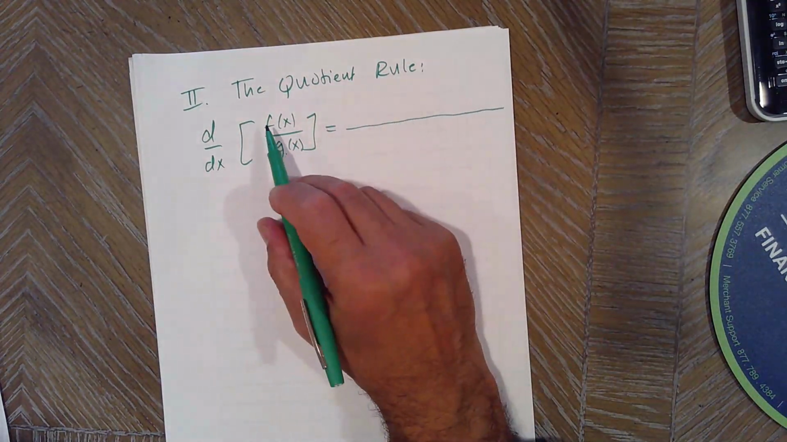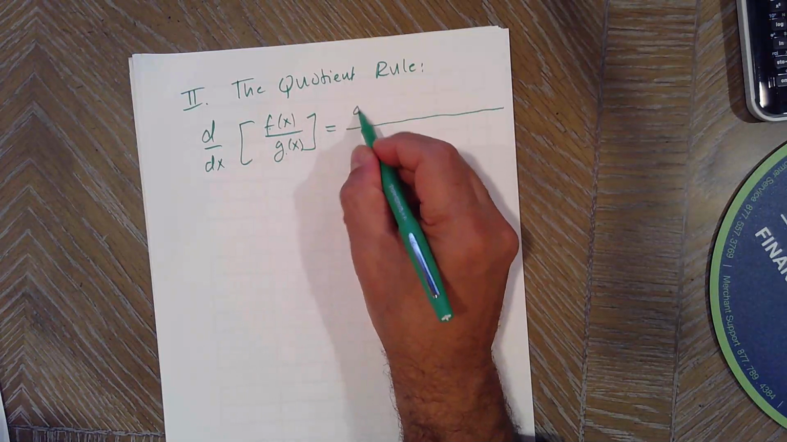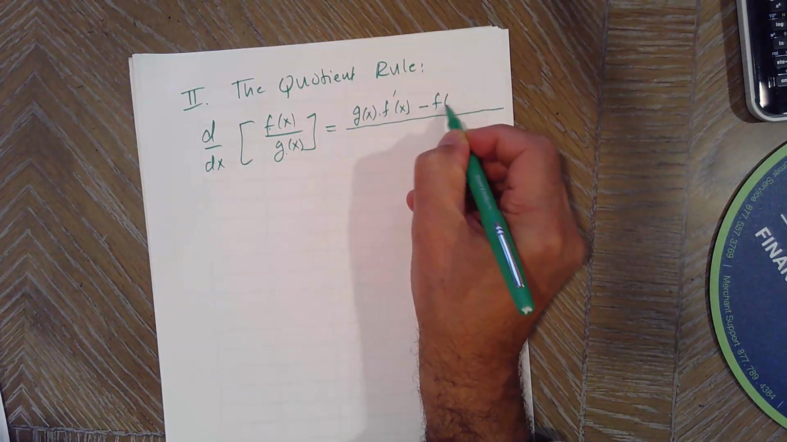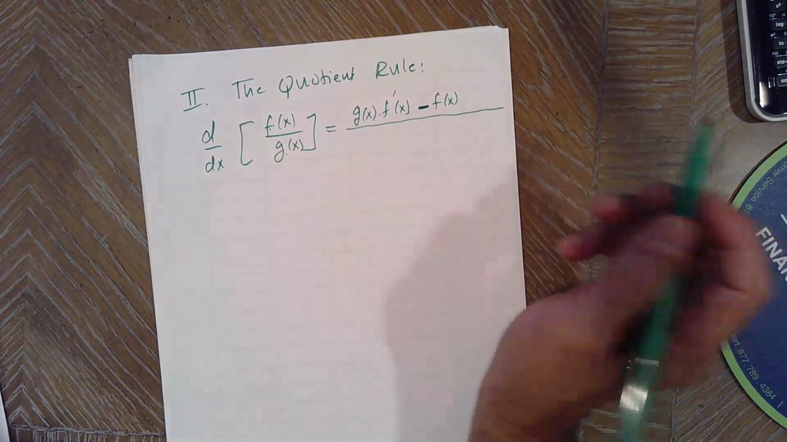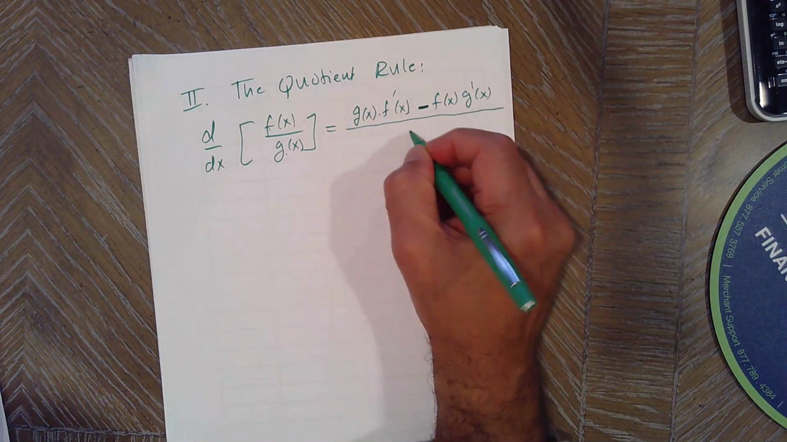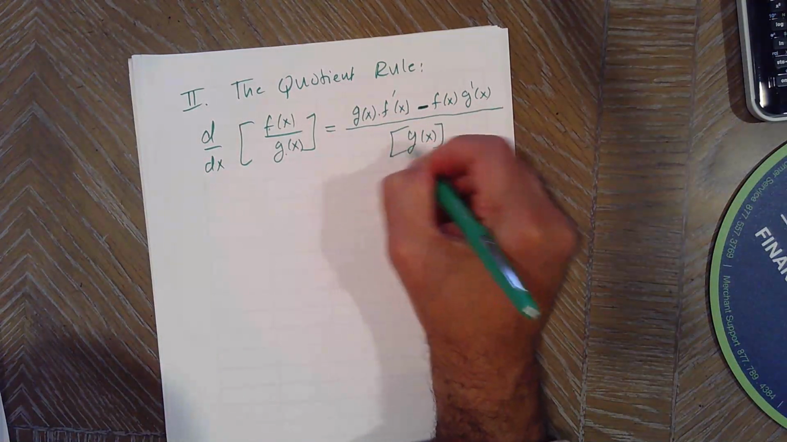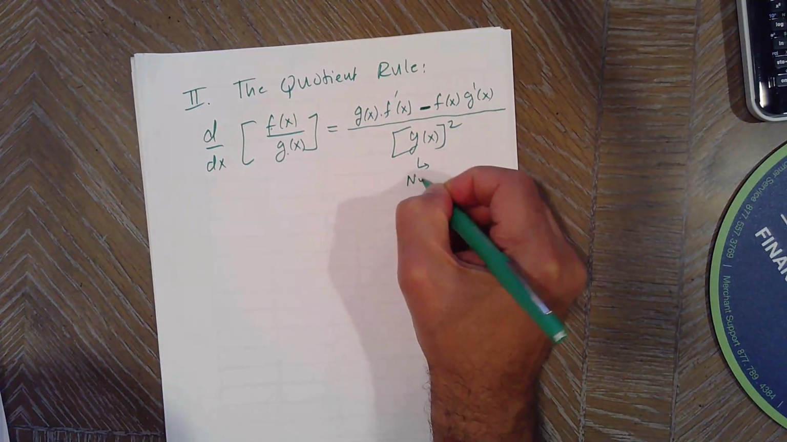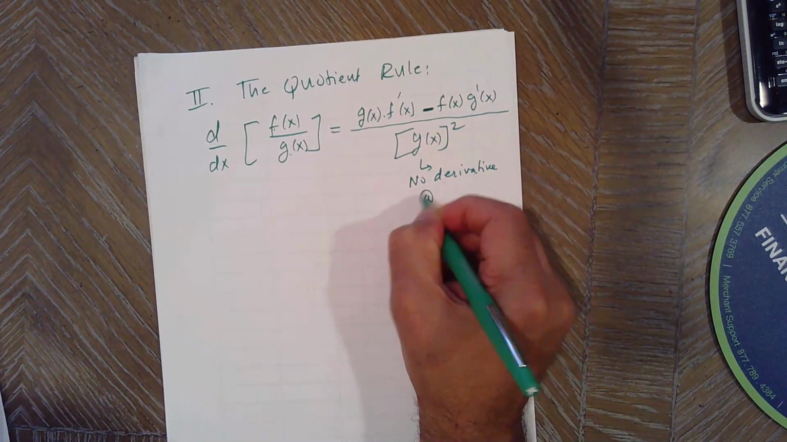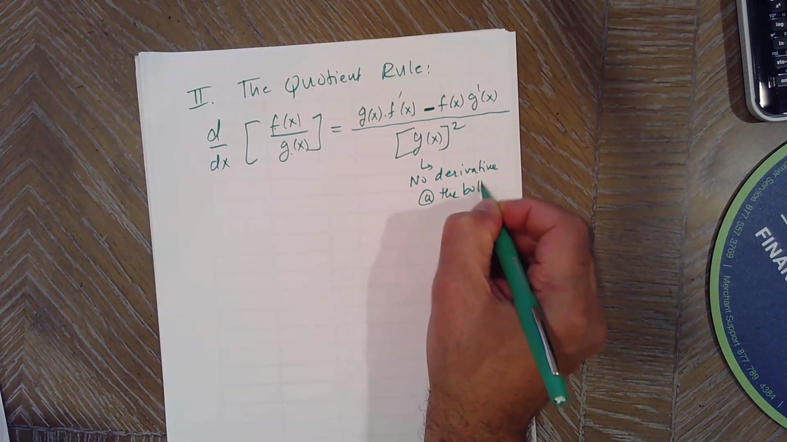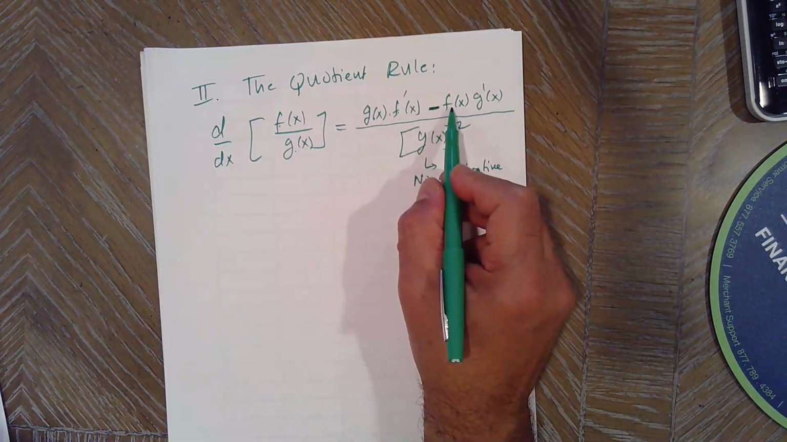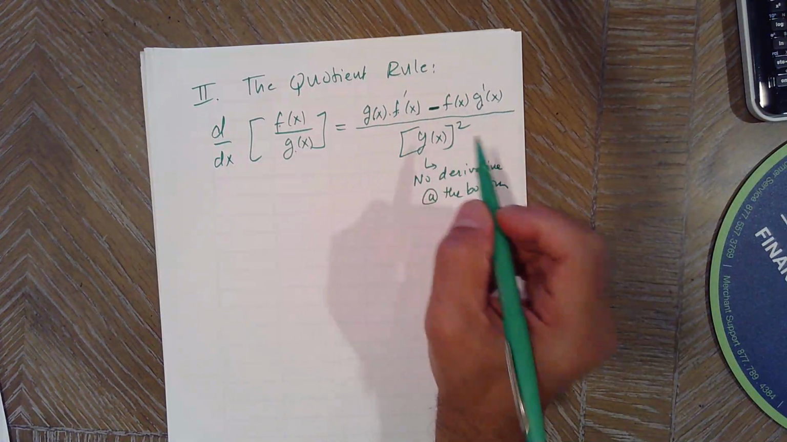So g is the bottom, f is the top. So you do the bottom times derivative of the top minus top, and there's a minus, unlike the product rule. Minus the top times derivative of the bottom over the bottom squared. Remember, there is no derivative at the bottom, okay? No derivative at the bottom. So you start with the bottom, times derivative of top, minus top times derivative of the bottom, over the bottom squared.